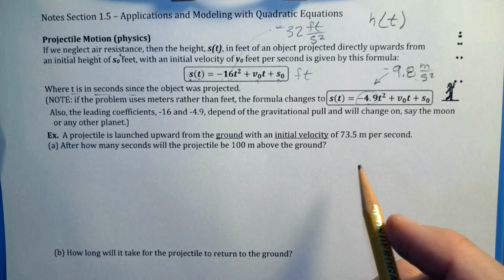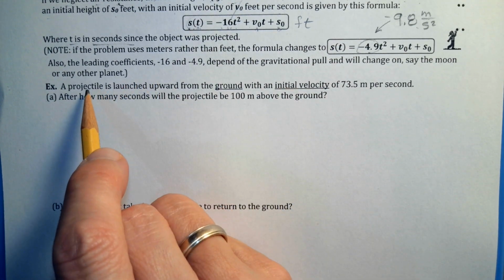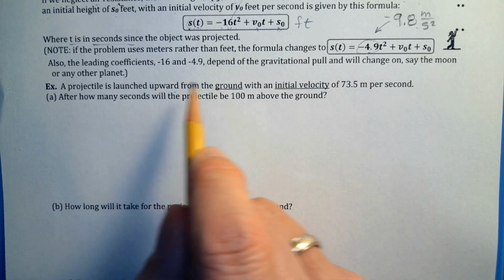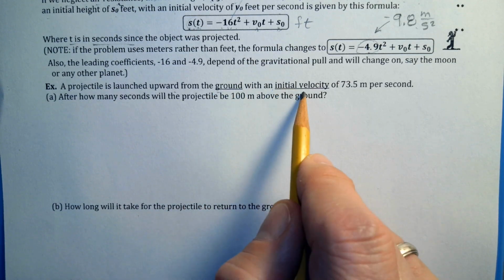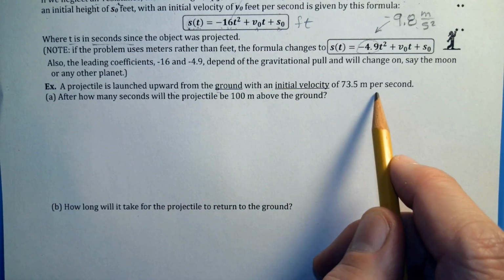Okay. All right, so let's look at the example. A projectile is launched upward from the ground with an initial velocity of 73.5 meters per second.